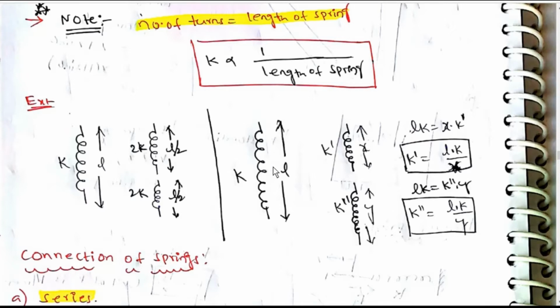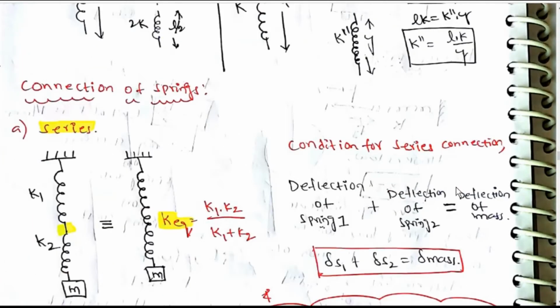If the spring is cut into parts of x and y, then Lk is equal to xk dash. K dash is equal to Lk by x. K double dash is equal to Lk by y.